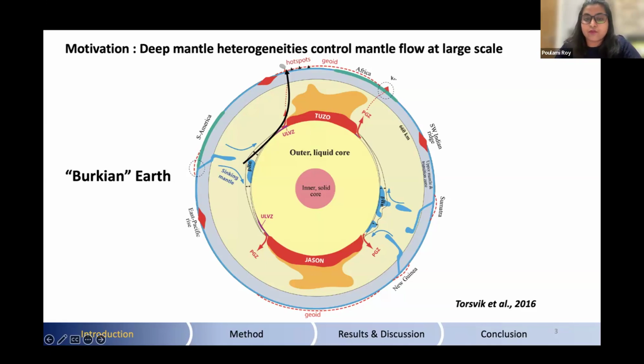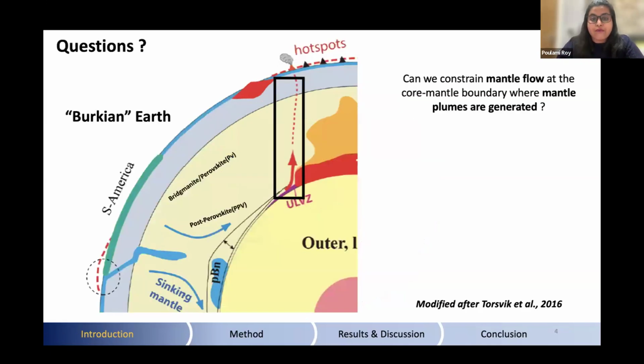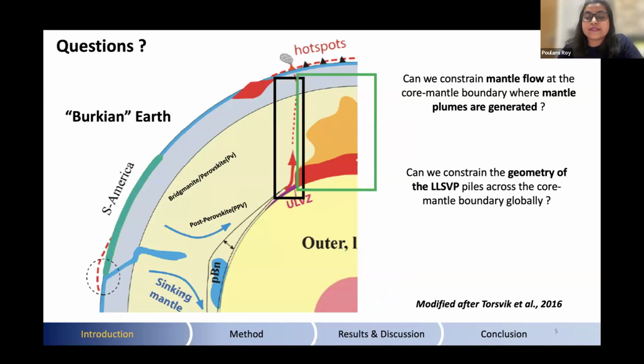This is the motivation of this work, where we wanted to address the question: can we constrain the mantle flow at the core mantle boundary where upwelling is generated? And another question is, can we constrain the geometry of the LLSVP piles at the core mantle boundary globally?